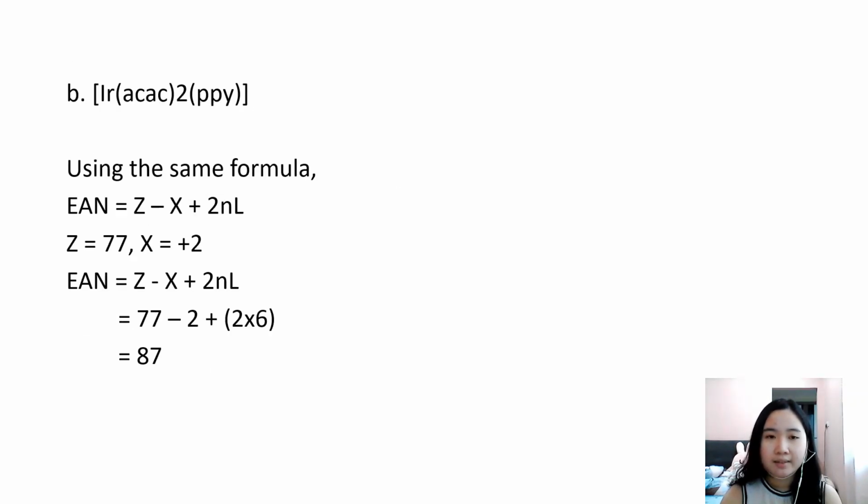Next, we go to the second complex. The atomic number of iridium is 77 and its oxidation state is +2. The number of electrons donated from the ligands is 6. So using the same formula, the EAN for this complex is 87.